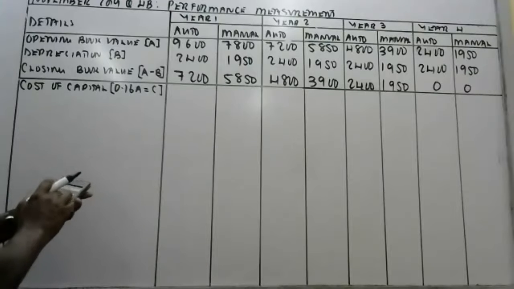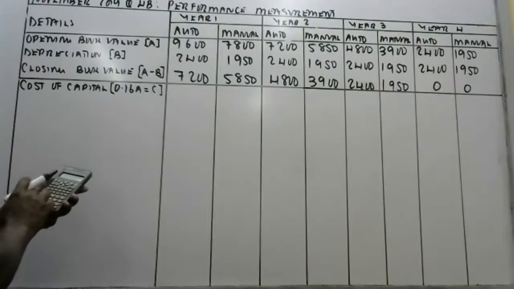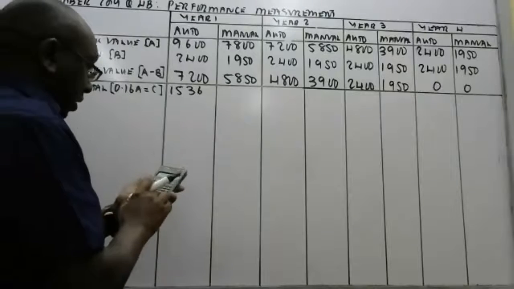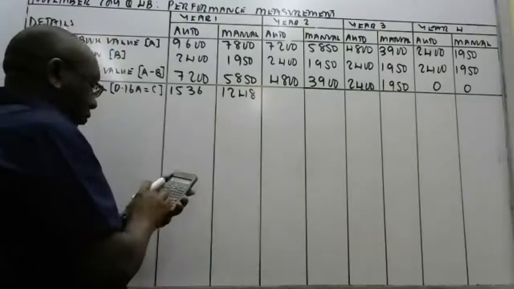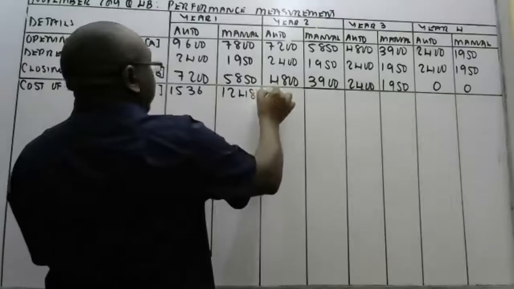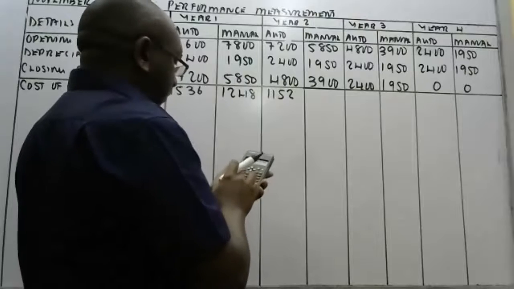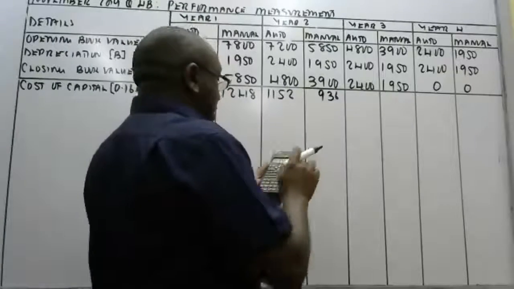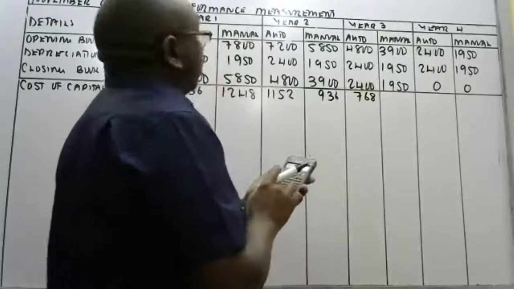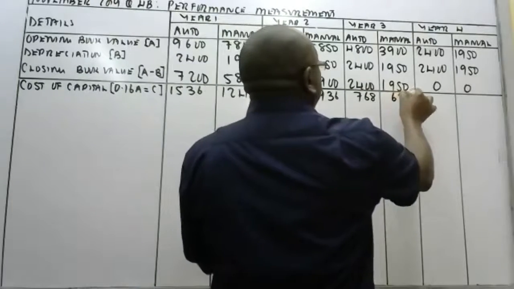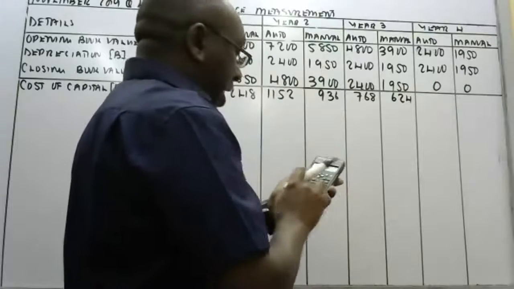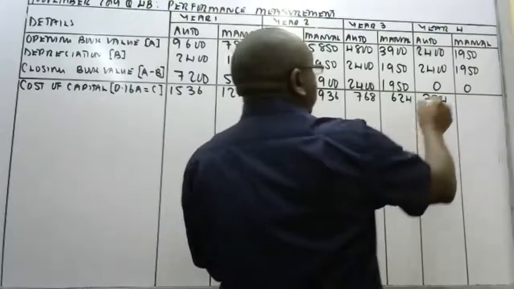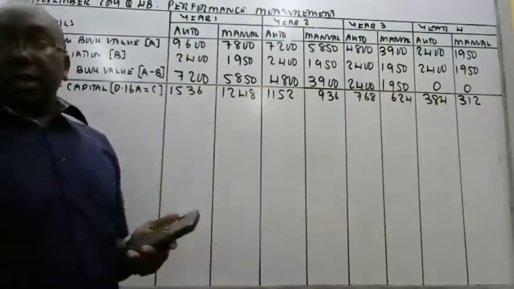So what we shall do for the first one, it is going to be 0.16 of 9600, which is 1536. 0.16 of 7800 is 1248. 0.16 of 7200 is 1152. 0.16 of 5850 is 936. 0.16 of 4800 is 768. 0.16 of 3900 is 624. 0.16 of 2400 is 384. 0.16 of 1950 is 312.